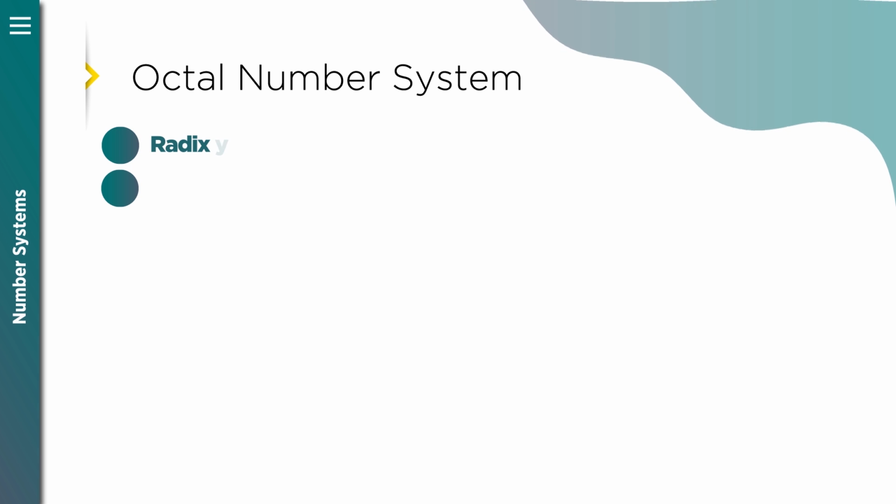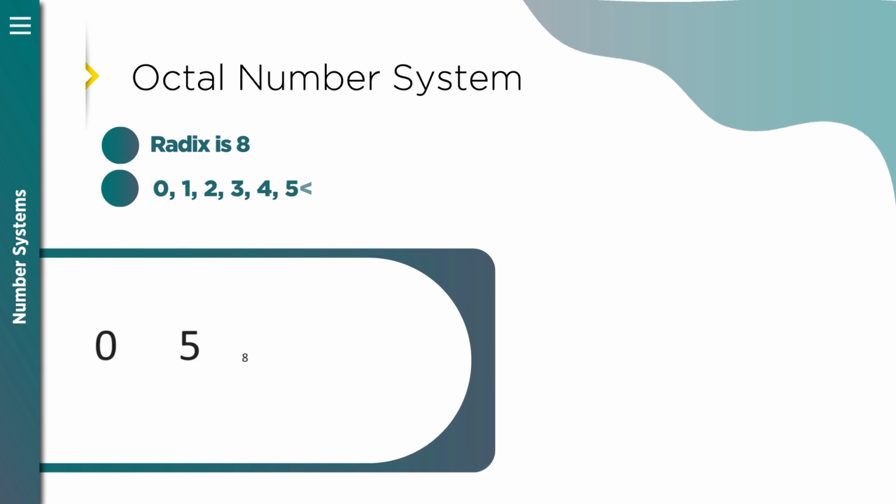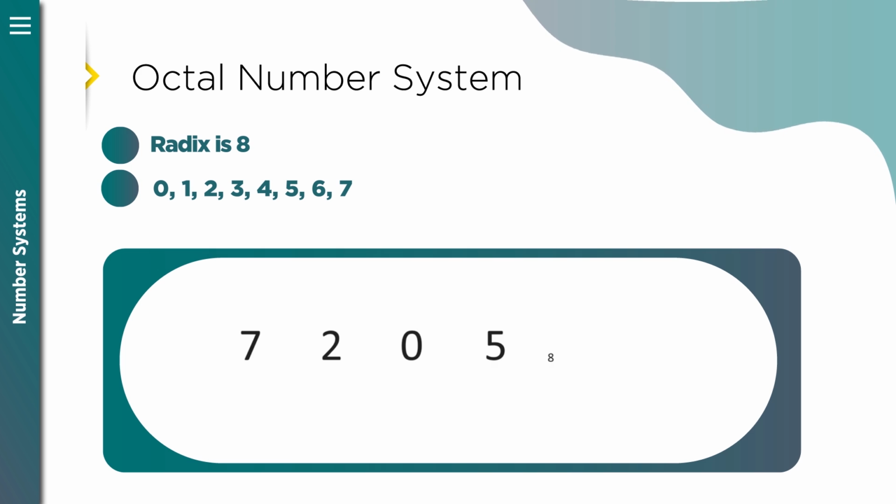Octal number system radix is 8. Notice how in each of these number systems the number of digits contained within the system is the name of the system. Base 2 has 2 digits, base 8 has 8 digits, and so on. Just remember that each system starts counting with 0.